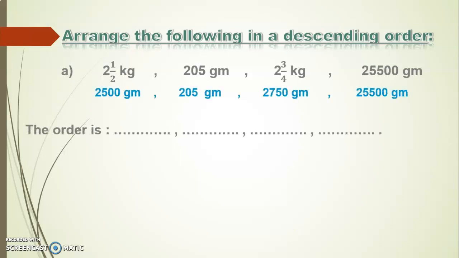So 2.5 kilograms will be 2,500 grams, and 2 and 3/4 kilograms will be 2,750 grams. Now it's easy to arrange the numbers. The first one is 25,500 grams, then 2,750 grams, then 2,500 grams. The last one is 2,005 grams.